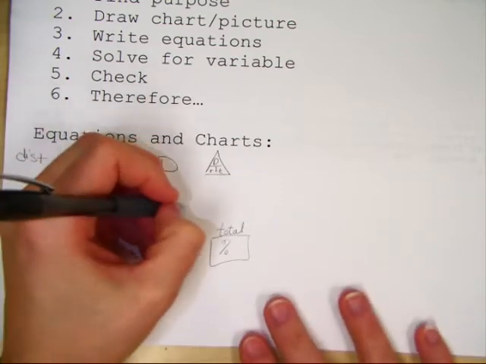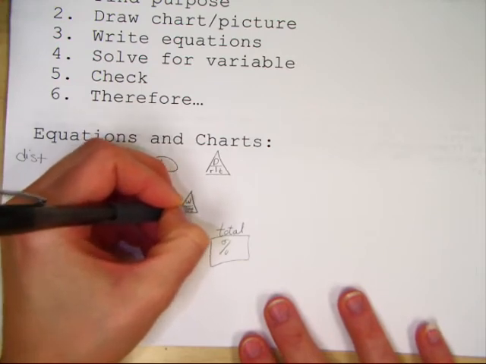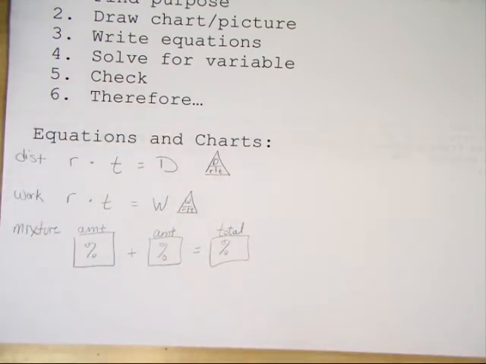Now again, just like distance has a triangle, work would have a triangle. You could do work equals rate over time and back and forth as well. Let's jump into a few of them and see how you do.